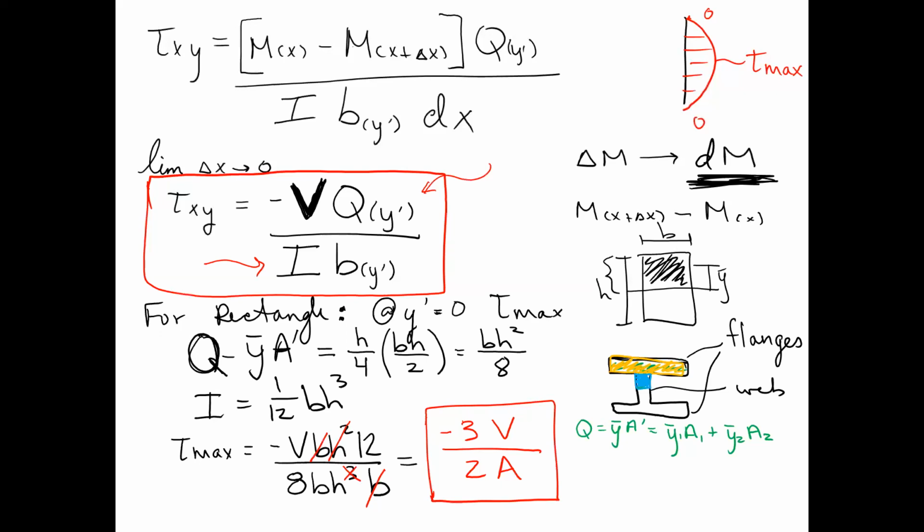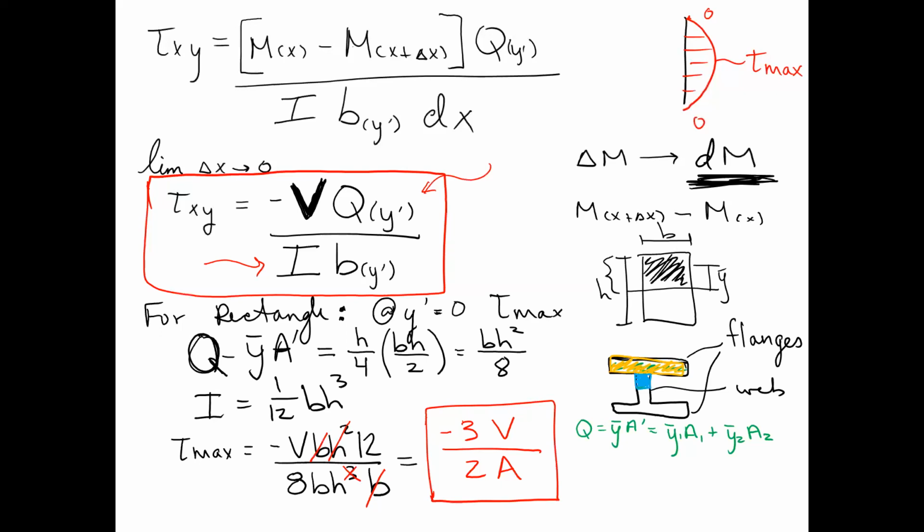So is the max at the centroid? Yes. The maximum is always at the centroid, specifically because once you pass the centroid and start measuring downward, now you're subtracting. Q is decreasing because Y is negative.